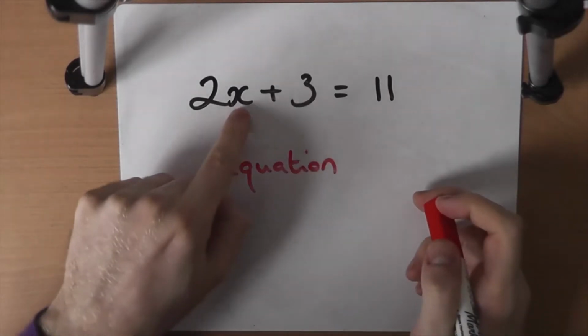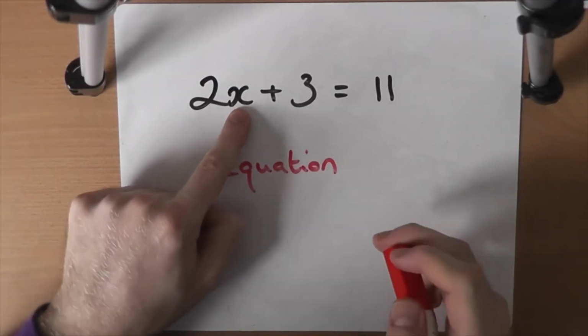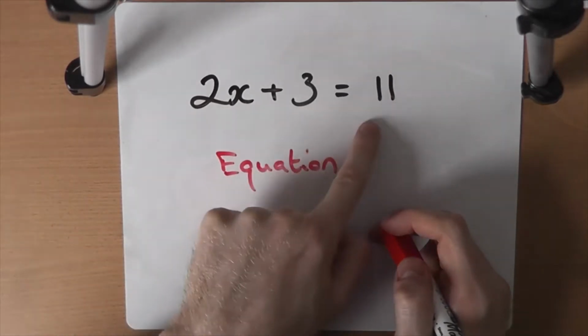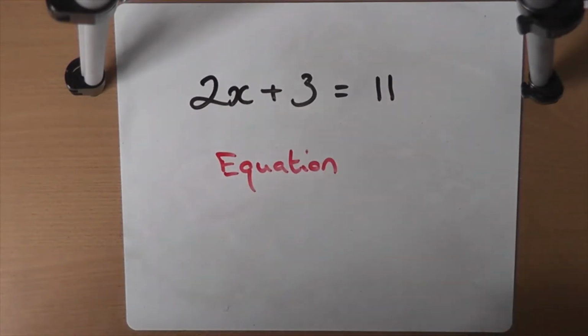Because this now reads, there is some number that we're using x to stand for. When we times it by 2 and then we add 3, we will get exactly 11. And we can go through some sort of process to work out what the value of that missing number is, what the value of the x is, by solving.